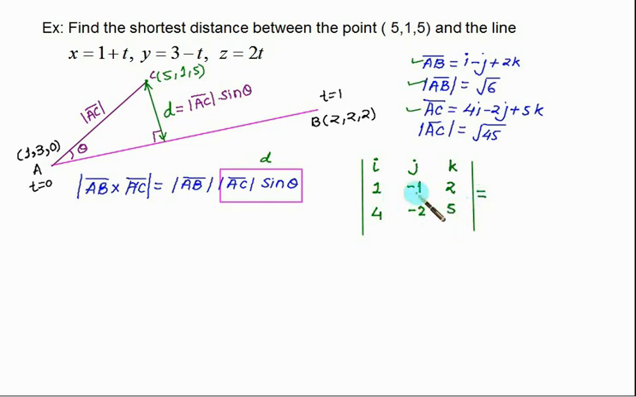To solve for i, minus 5 plus 4 is minus i. The second term is negative, and 5 minus 8 gives minus 3, so it becomes plus 3j. The third term is for k: 1 into minus 2 plus 4 is plus 2k. And now we want the modulus of this. So the modulus will be under root of 1 square plus 3 square plus 2 square. 1 plus 9 is 10, plus 4 is 14, root 14. And AB bar is already known to us, root 6. So in this fashion, we can find the shortest distance. So the shortest distance will be under root of 14 by 6. That can be solved.